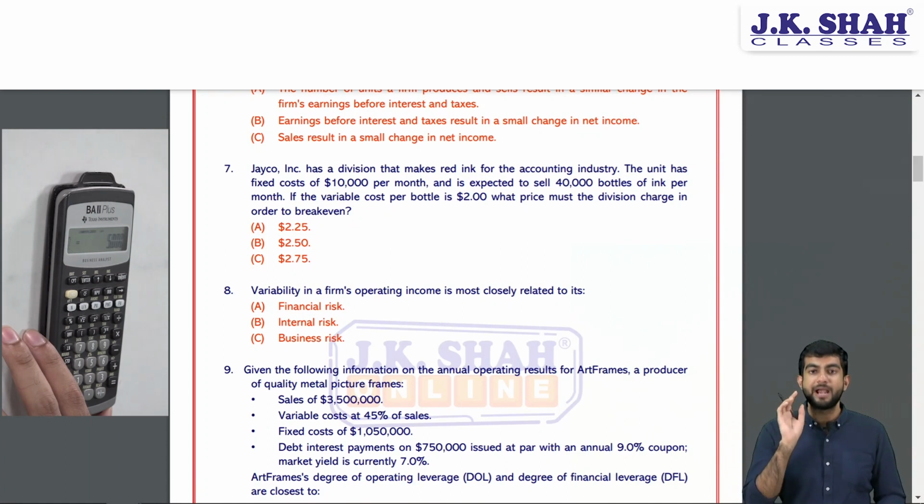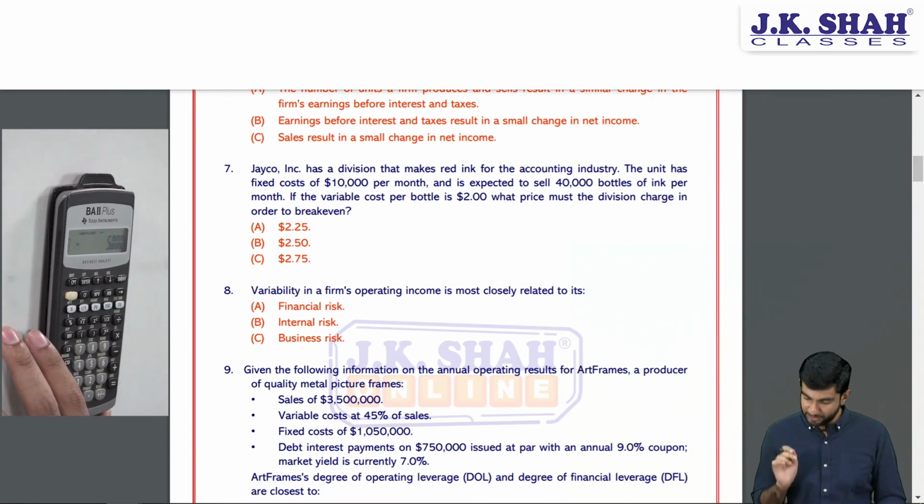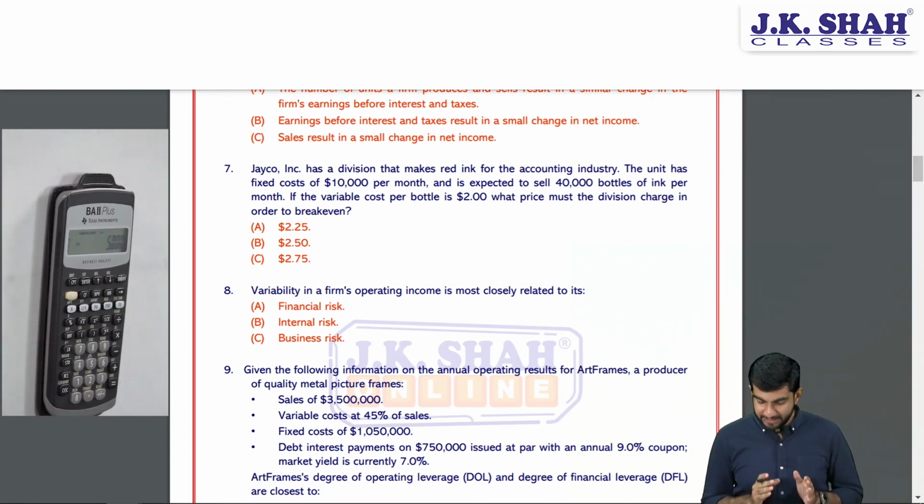Now let us look at the 7th question. How to solve this? Jayco has a division that makes red ink for the accounting industry.